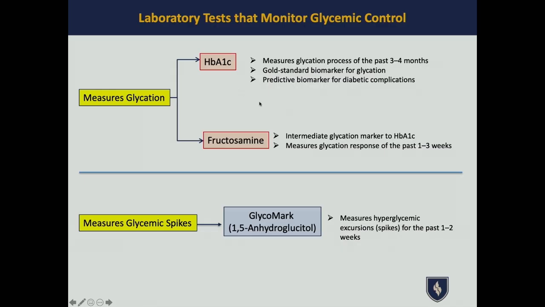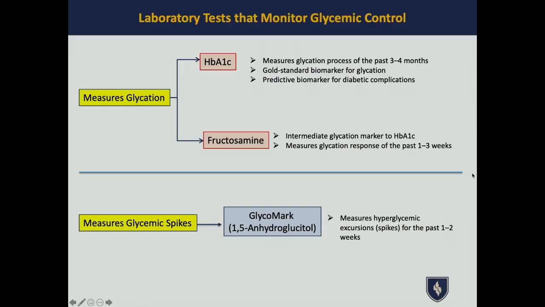There's another great test that's available now that measures glycemic spikes. So this is the test that measures how well they're actually controlling their blood sugar fluctuations. These don't measure that. These measure how much glycation you have. The GlycoMark, which is 1,5-anhydroglucitol, is a measurement of hyperglycemia or spikes or excursions for the past 1 to 2 weeks.